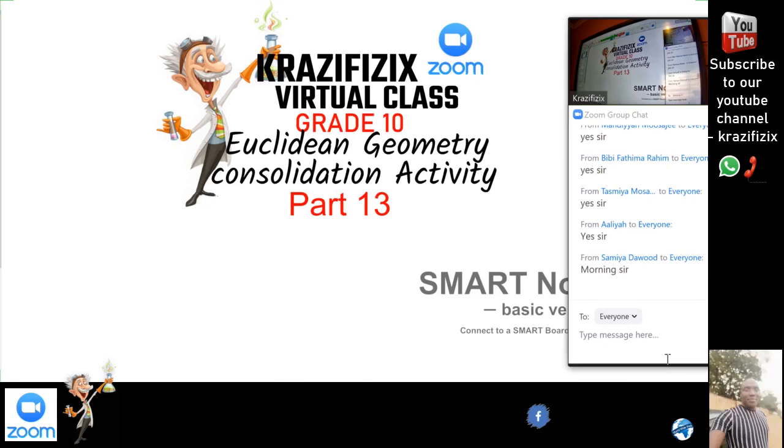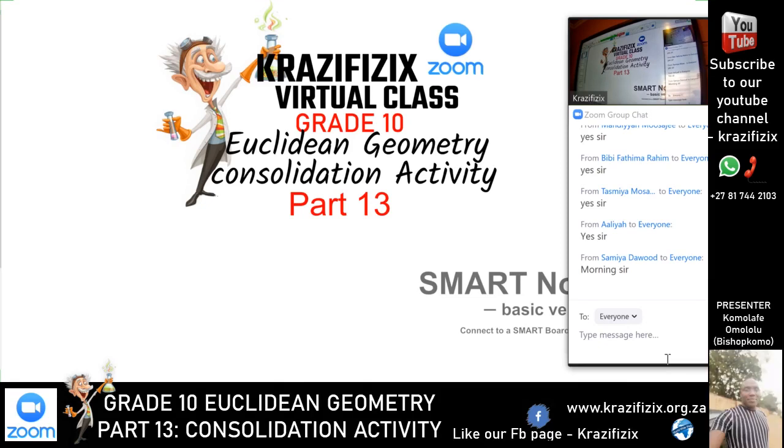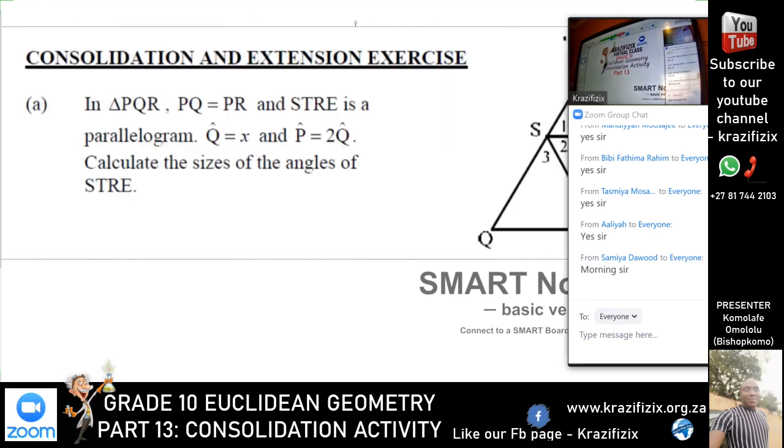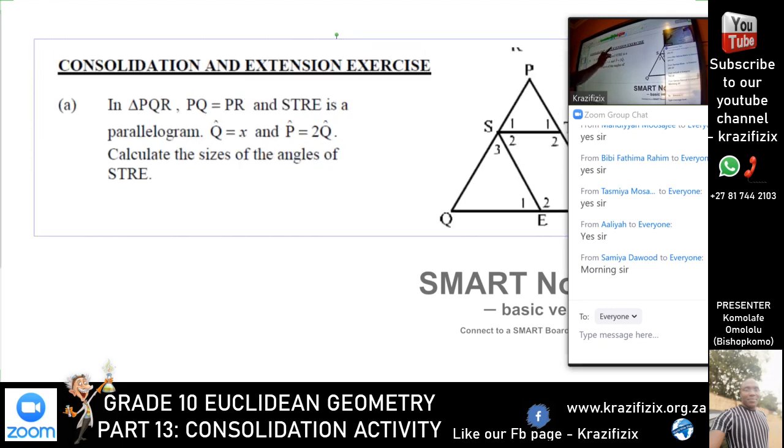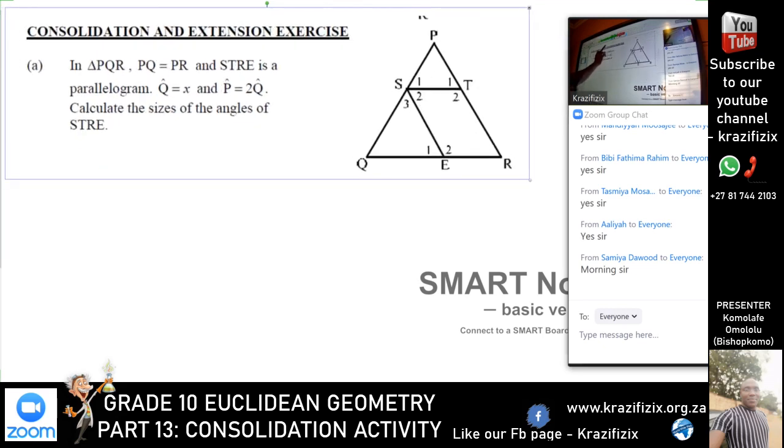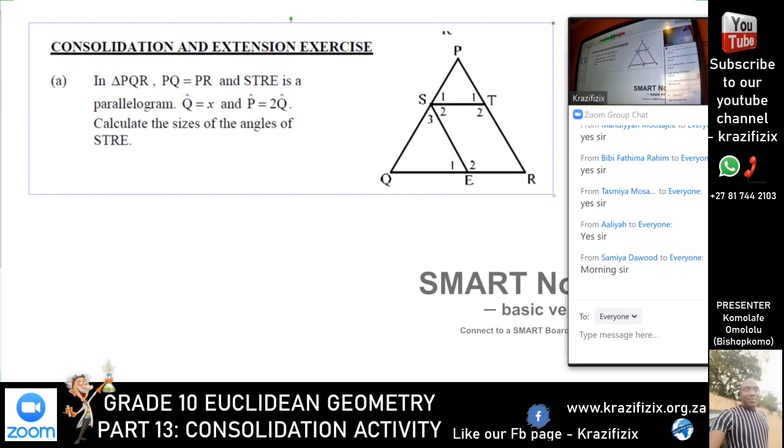Okay, so welcome to part 13 of our Euclidean geometry, and this is just a consolidation activity where we're trying to look at everything we've done so far under Euclidean, from talking about angles, after talking about angles, talking about the sides, theorem 1, theorem 2, theorem 3, how to prove all those things, just putting everything together. You would find this activity on page 205 of your textbook so that you can work with me. Page 205 of your textbook.